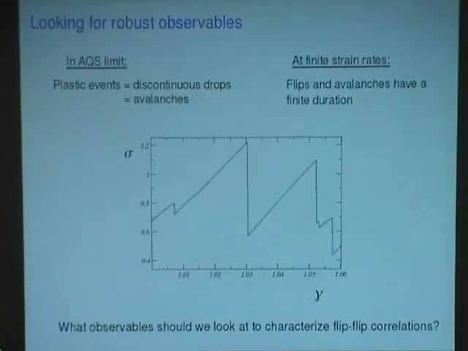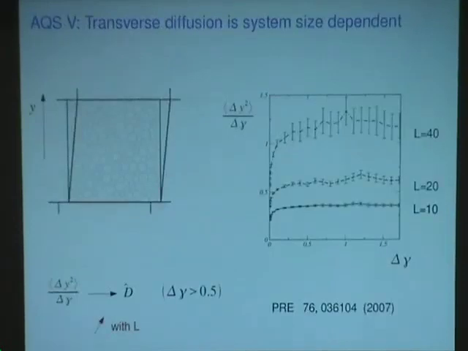In AQS simulation, we could be quantitative by looking at stress drops. The problem is that as soon as you introduce a finite strain rate in the system, you no longer have very sharp drops, simply because you have a finite duration of your dissipative events. The type of analysis which involves looking at stress drops is not very robust. It is sensitive to a lot of details of your dynamics, and we need to find better observables than what were used in AQS simulations.